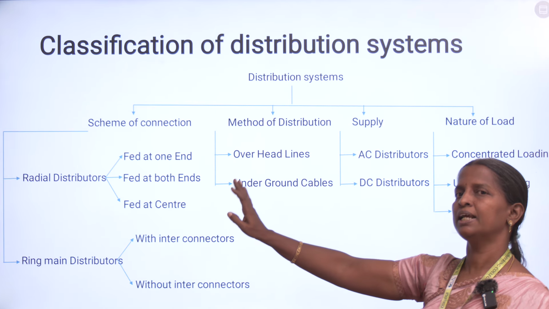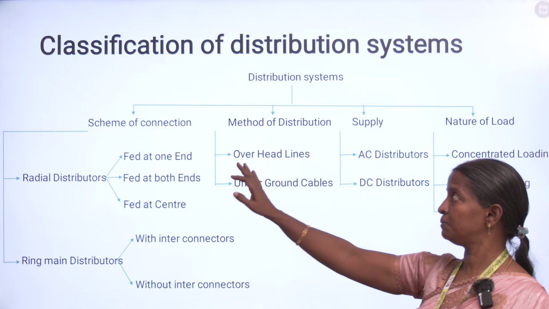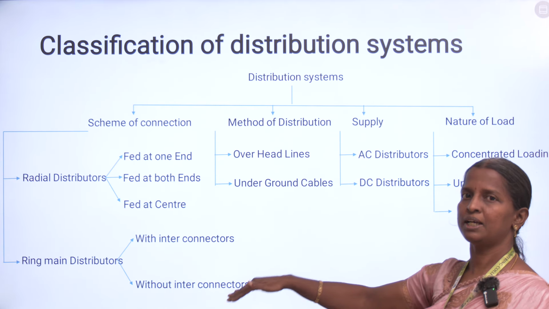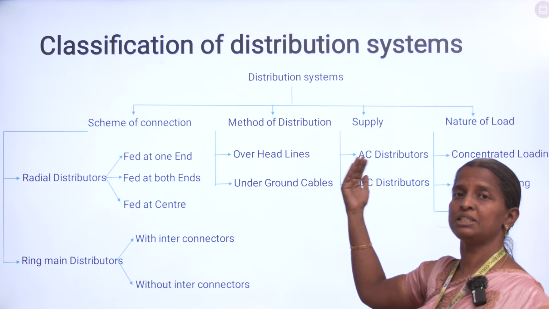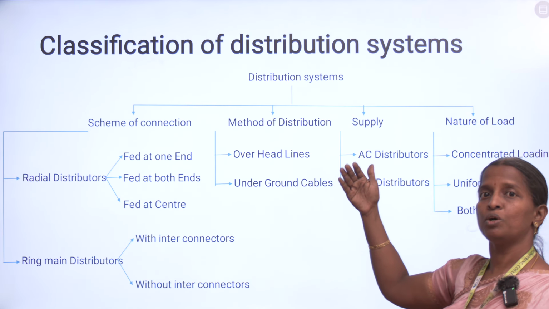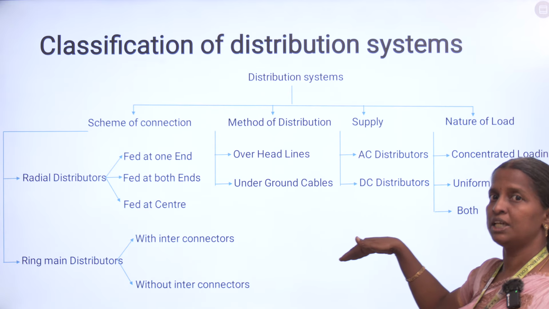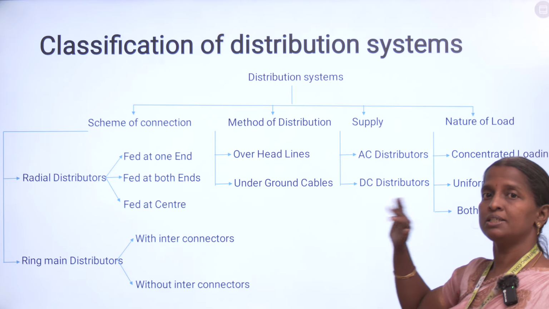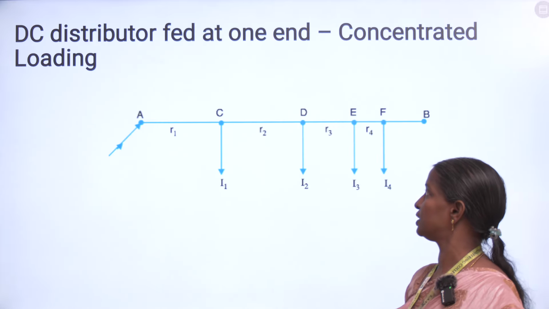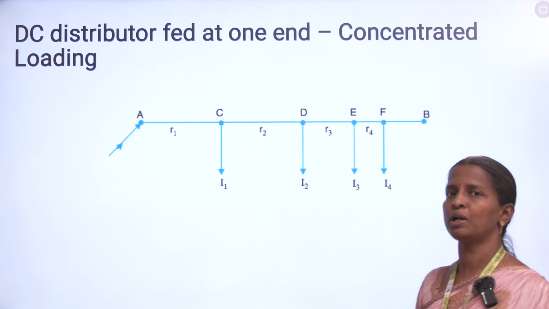That is, based on the scheme of connection, it may be a radial distributor or ring main distributor, or based on the voltage it may be AC voltage or DC voltage, and then the method of distribution, OHL or otherwise UGC, and then the nature of the load, concentrated load or distributed load, uniform loading or concentrated loading. Let us see one by one.